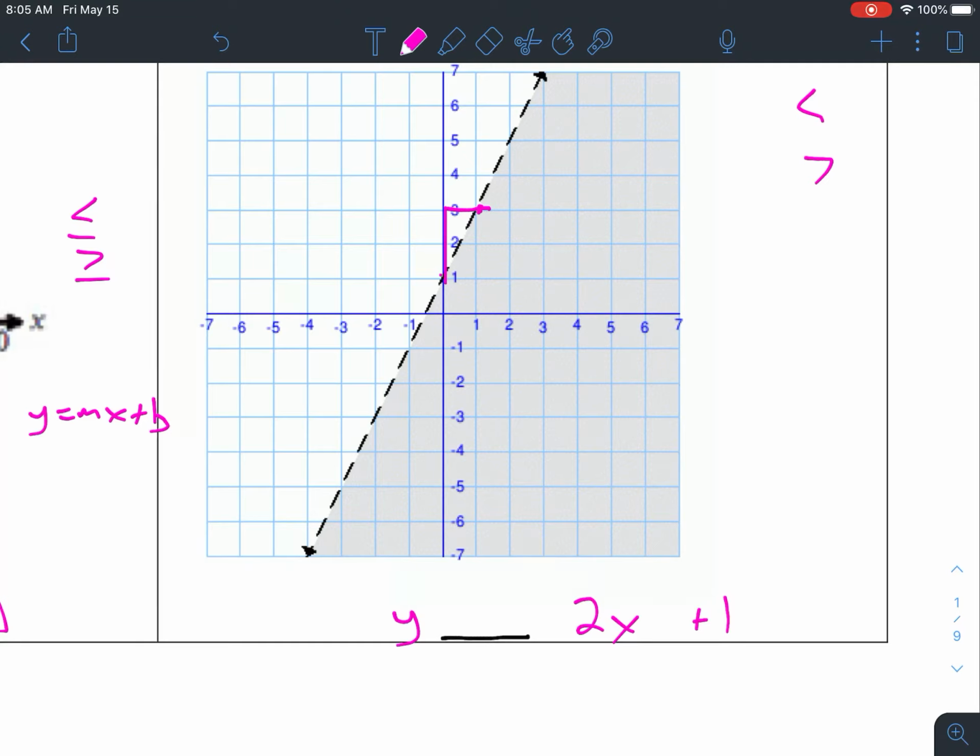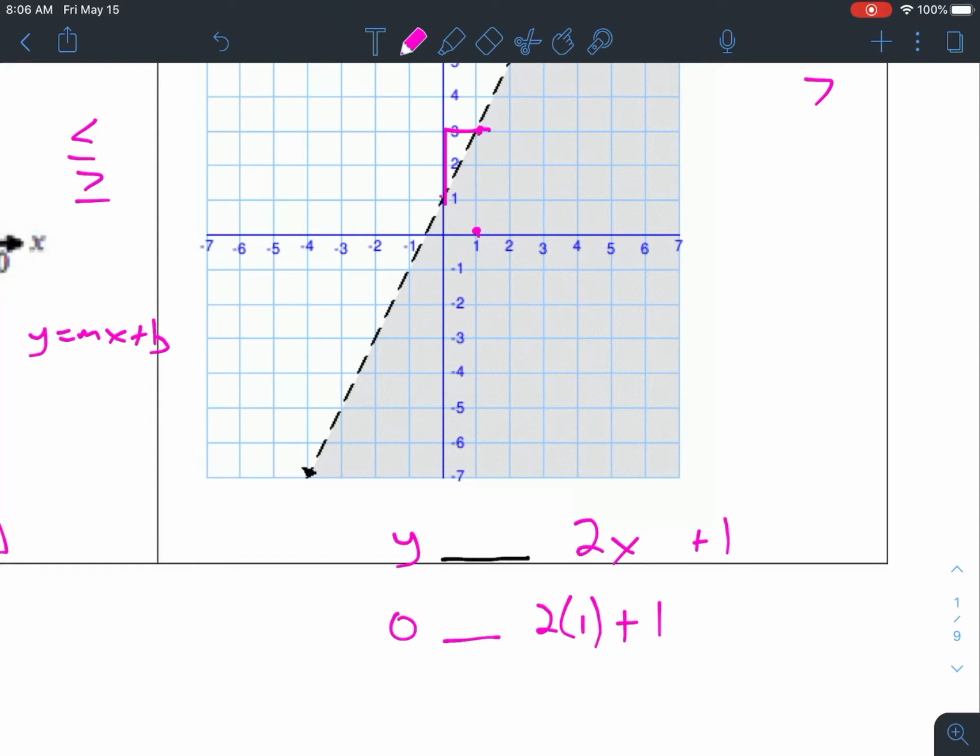Now, this side to the right is what's shaded. So we just pick any number. As I tell you guys, I try and pick the easiest number I can. So we're going to make y 0 and x 1. Y is 0. X is 1.